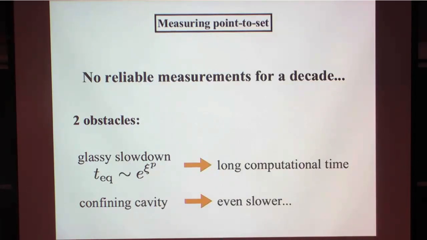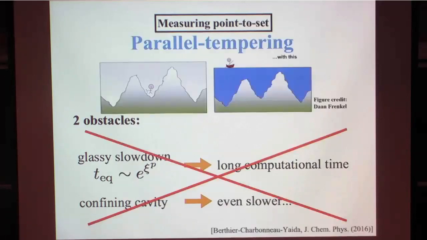On top of that, when you try to confine the system in a cavity, it gets a kind of pressure from the outside. So it becomes even slower than the glassy system that was already slow outside. So there's this double increase in the time scale, and it lets you not measure the point-to-set length scale reliably. So the trick, long story short, is that we have overcome these obstacles by using parallel tempering.